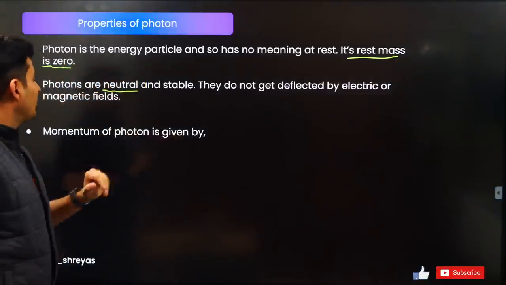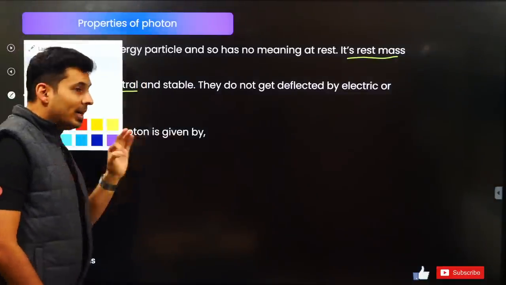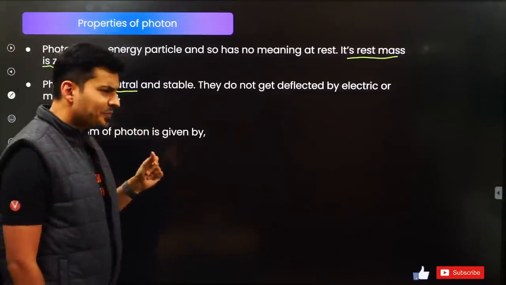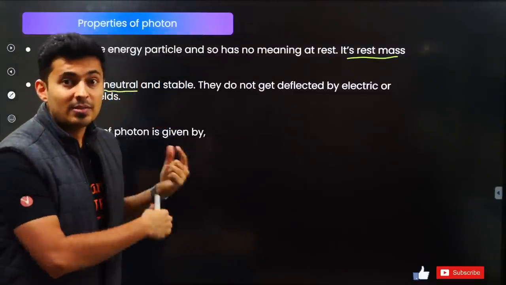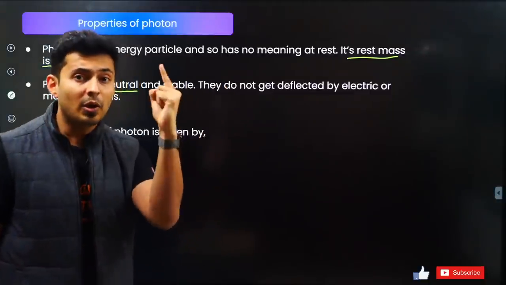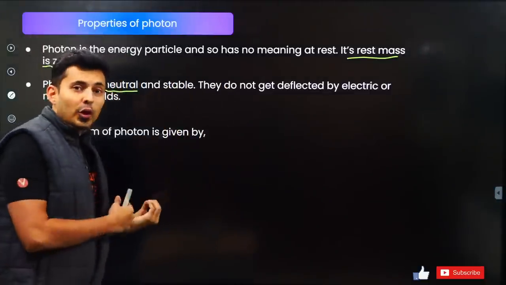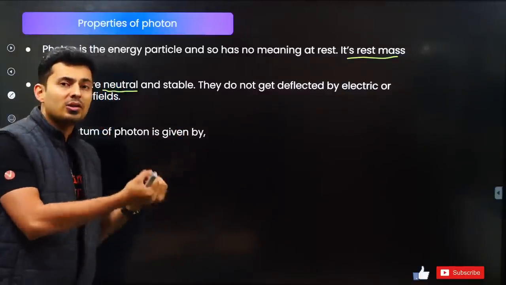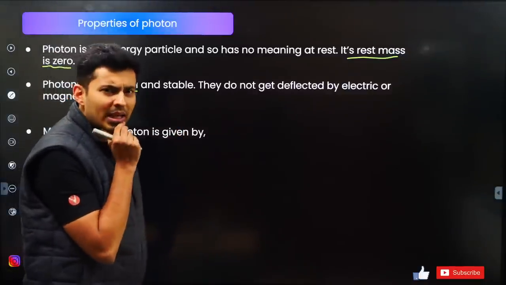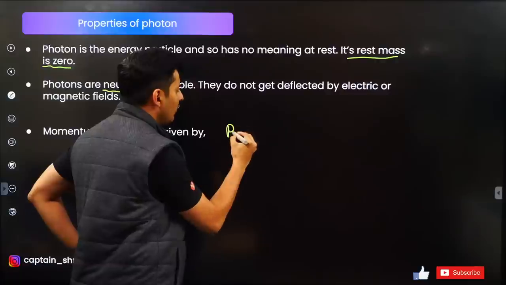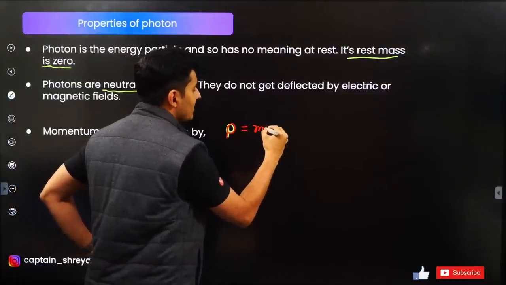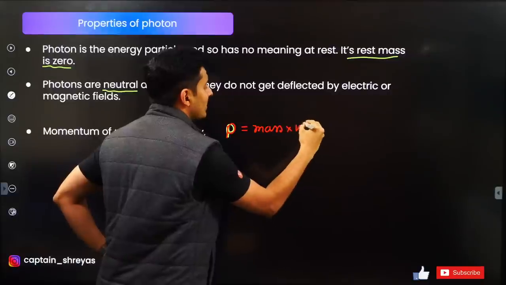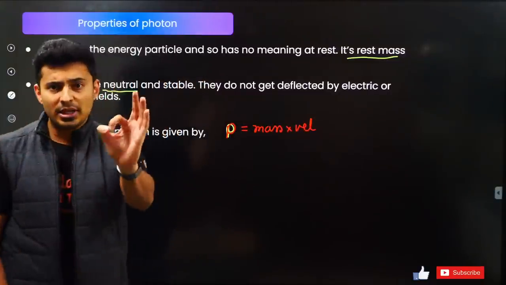Okay, momentum of the photon is given by. Now, any particle will have momentum. Remember that? That's one of the characteristics, a trait of a particle. So, photon being a particle of light, it should also have momentum. Then you will think, can I write the momentum of a photon as mass into velocity? Yes or no? Just put it in the chat box.